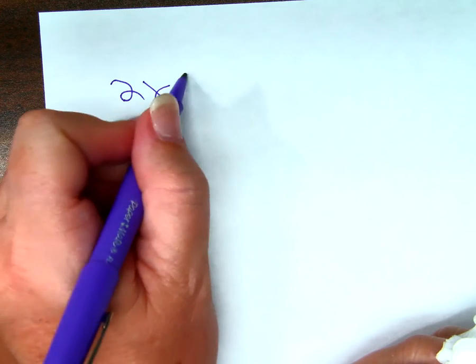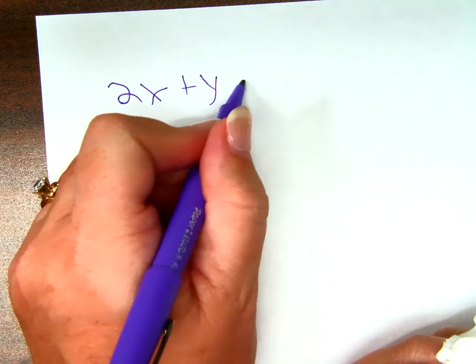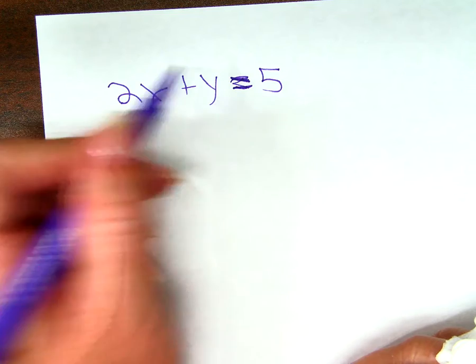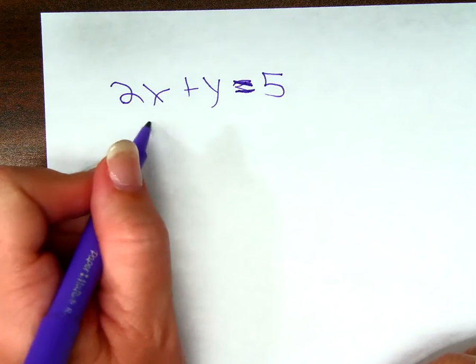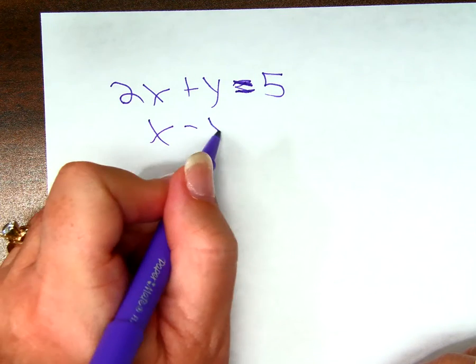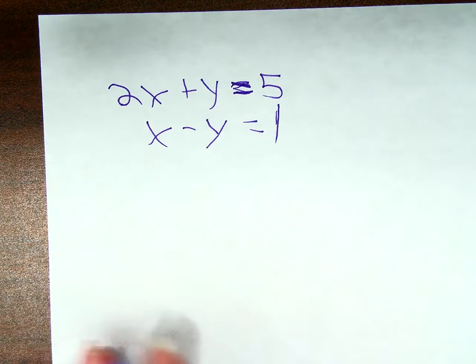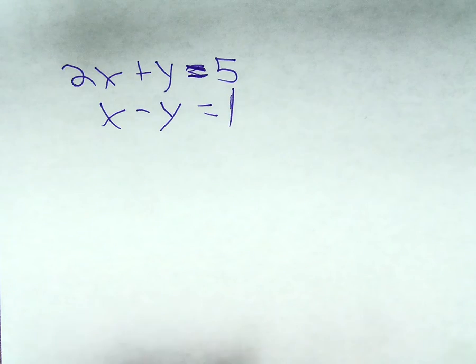2x plus y equals 5. That's an equal. Come on, Kingston. x minus y equals 1. So the same system, right? What if I said to solve this by substitution?